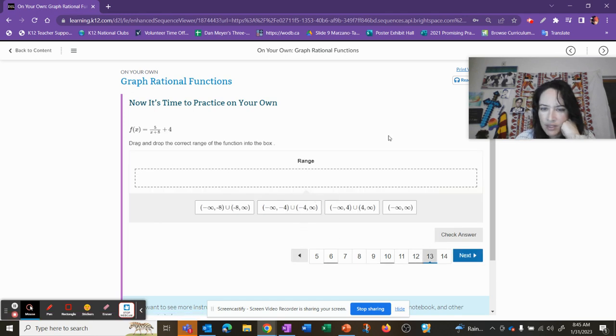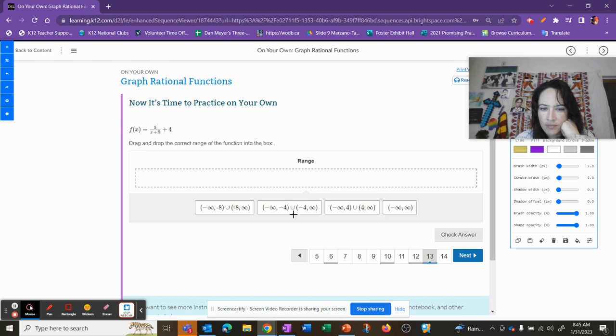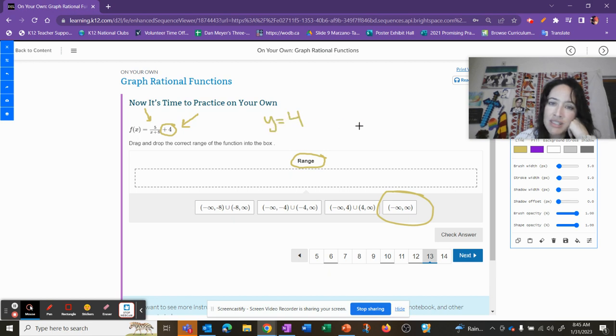Range again. So remember this notation. I'm going to talk about it because of this +4. Range is our output. If we could figure out a way to make 5 divided by the quantity x plus 8 equal to 0, then our output would equal 4, and we'd be done. We'd have every value, with no restriction. But we can't. So remember, that's its horizontal asymptote at y equals 4, and the asymptote is a line that the graph will get very, very close to, but never touch.